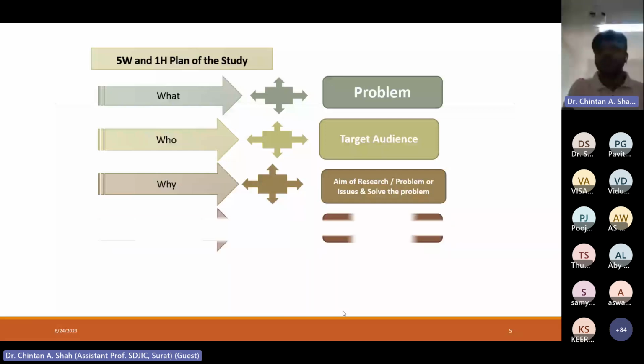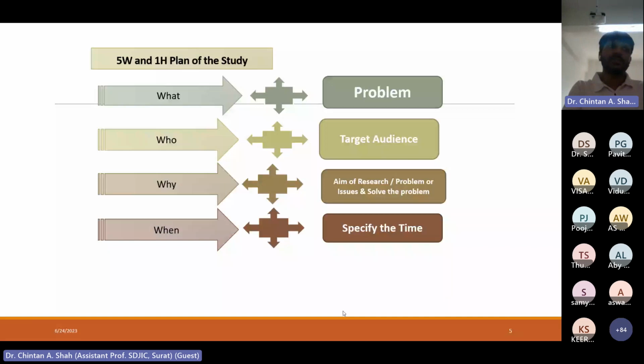Then when? Specific time. You have to identify the time: last 5 years, 2 years, current data. Specify at what time you are going to collect the data, and at what time you are presenting the information in front of society. If you do the research in 2019 before COVID, and today you present the report, it is totally helpless. Whatever information you share with society is totally outdated. So whatever information you have right now, you can share current information. Fine.